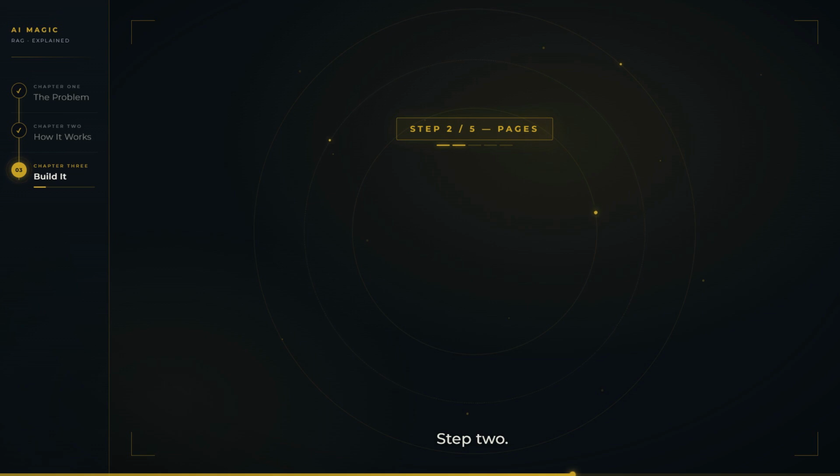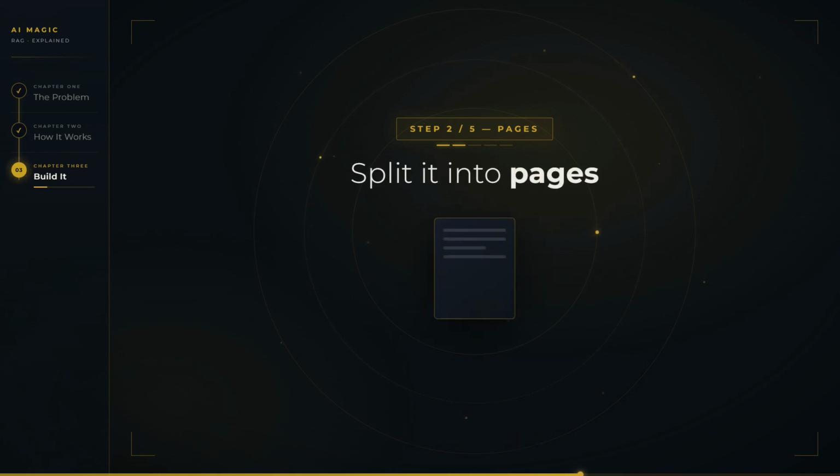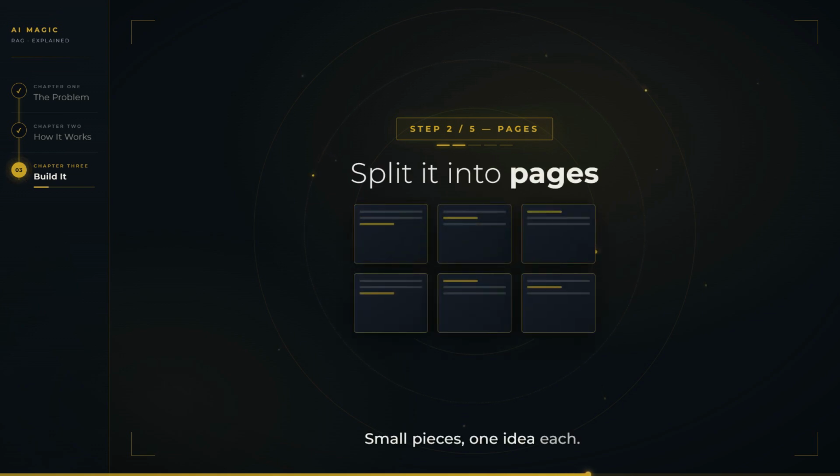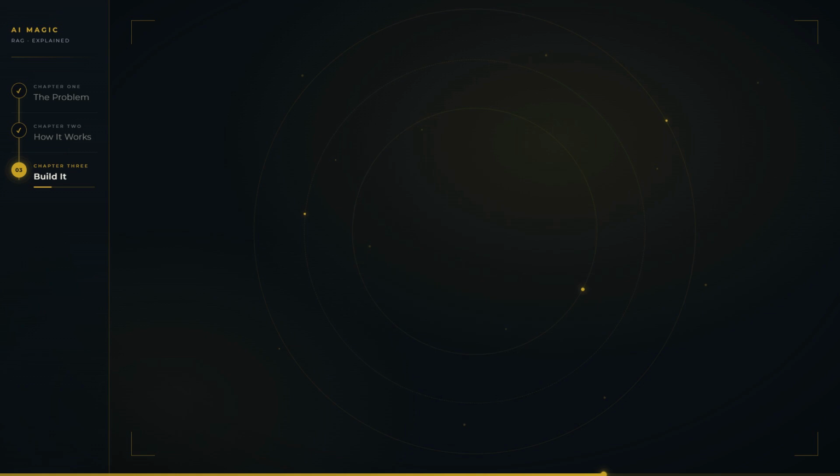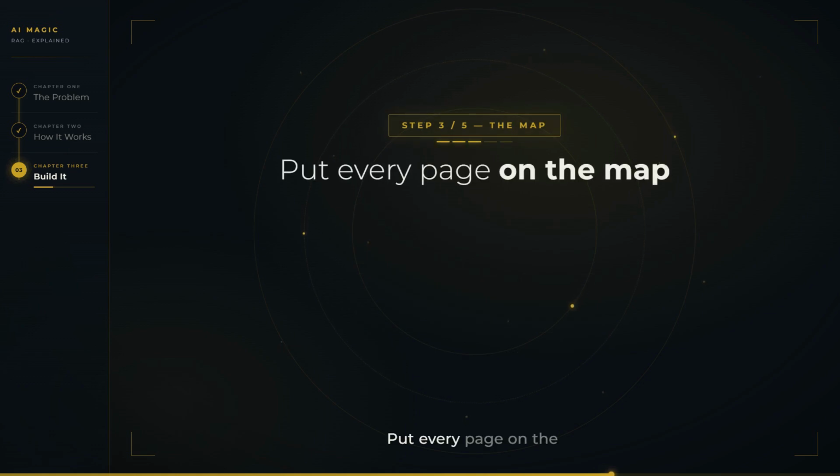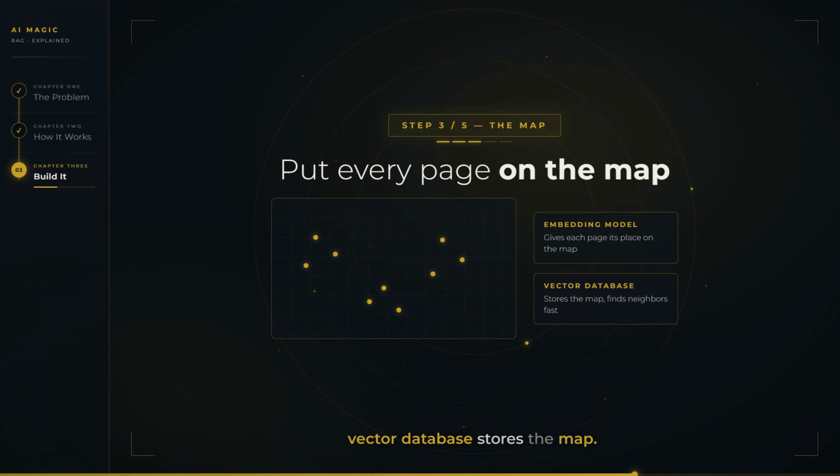Step 2. Split it into pages. Small pieces, one idea each. And yes, there are free tools that do this for you. Step 3. Put every page on the map. An embedding model gives each page its place, and a vector database stores the map. Don't let the names scare you. It's just the library and the map you already know.